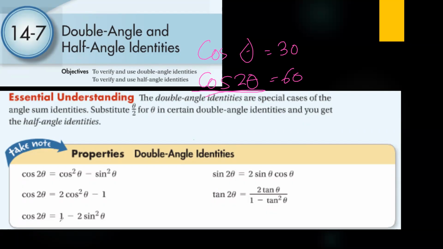The identities are, for the cosine, the first one: cosine squared minus sine squared. The second one: 2 cosine squared minus 1. And the third one: 1 minus 2 sine squared. How to find sine 2 theta? It will be 2 sine theta cosine theta. And how to find tan 2 theta? It will be 2 tan theta over 1 minus tan squared of theta. So these are the double angle identities for cosine, sine, and tan.